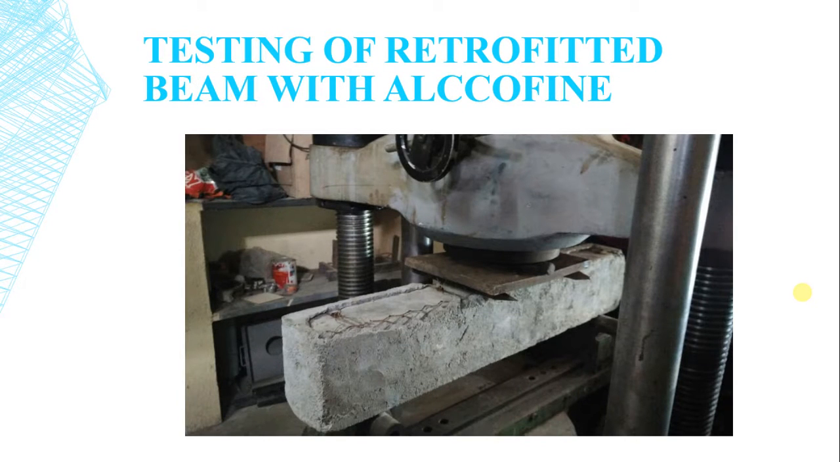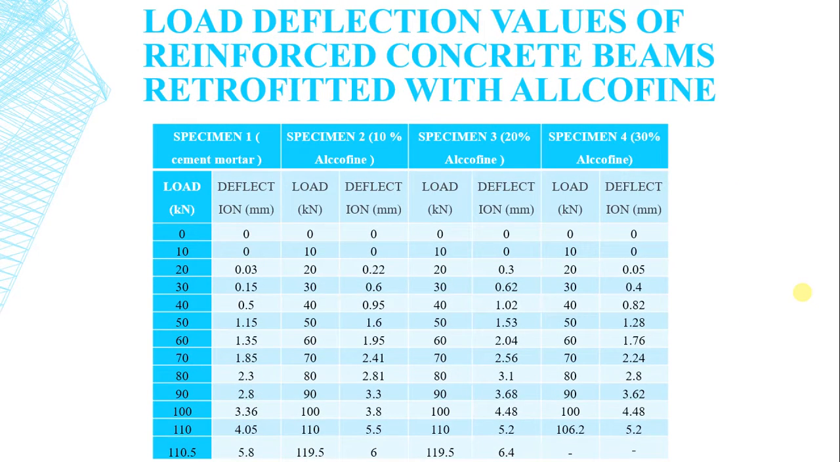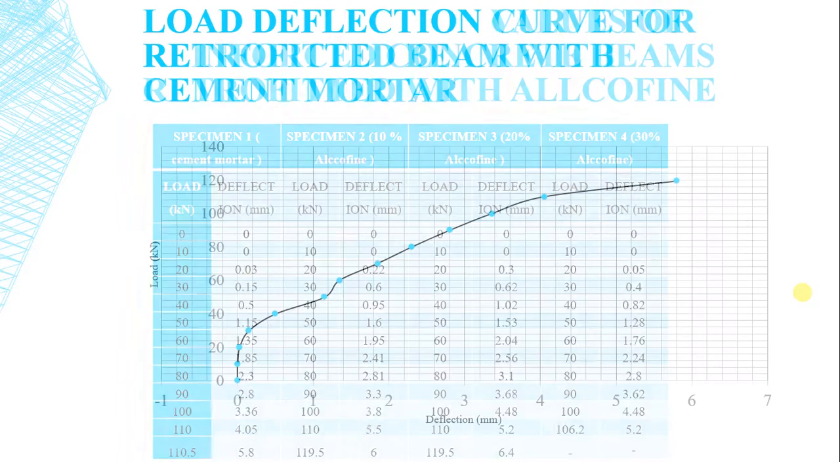Testing of retrofitted beam specimen with 10% of Alccofine, 20% of Alccofine and 30% of Alccofine. For specimen 1 with 0% of Alccofine, the load comes to be 110.5, and with 10% of Alccofine, the load increases to 119.5, which is almost 120 kilonewton. For specimen 3 it has been 120 kilonewton, and for 30% of Alccofine it comes down to 106.2 kilonewton. When compared to cement mortar it is less.